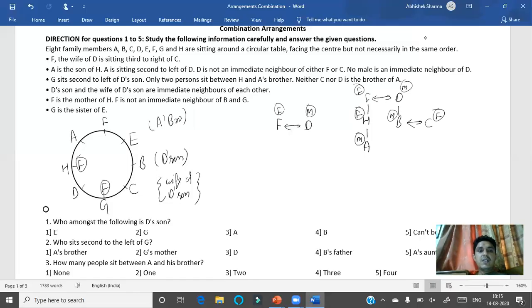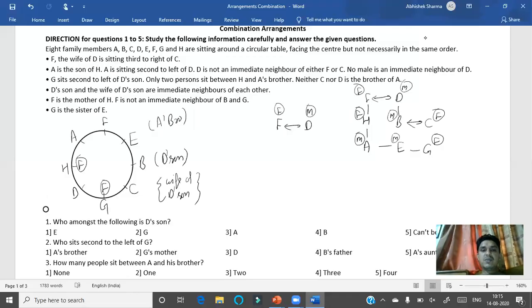Thereafter, E is A's brother, so I can write E as A's brother, and as a brother, E will be male, right? So how many persons have I done with? 1, 2, 3, 4, 5, 6, 7. So friends, only one thing is remaining. The last point is G is the sister of E. So we can write G as female. So friends, I have done with my arrangement.